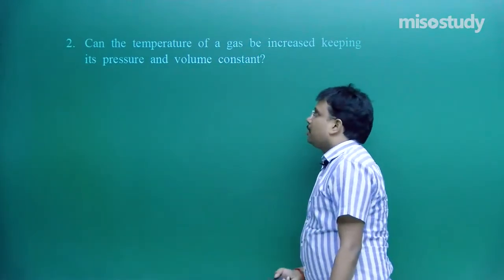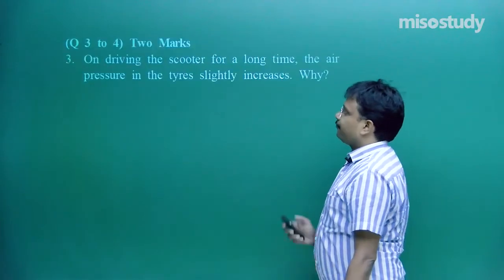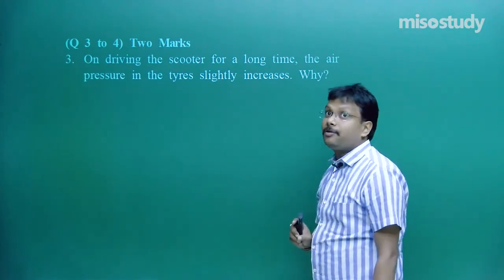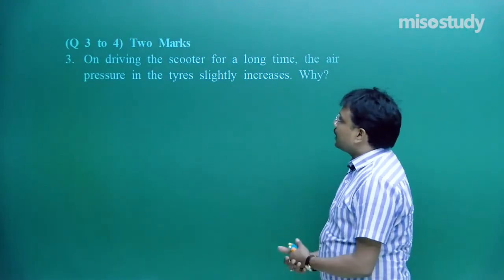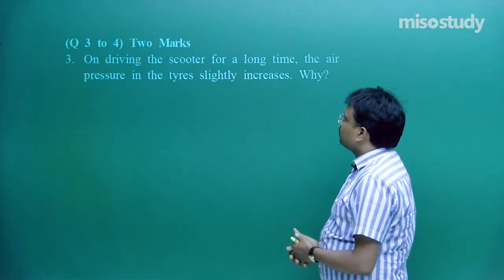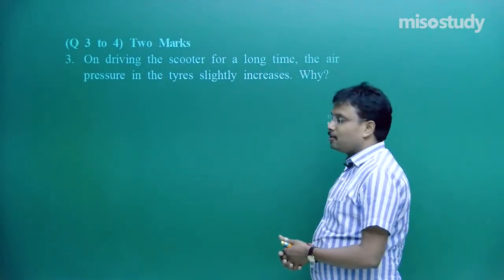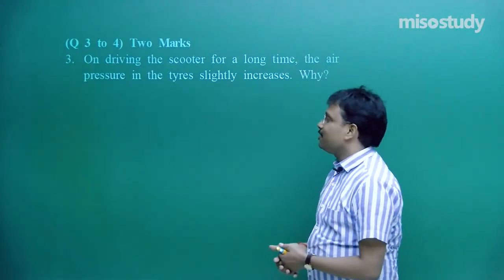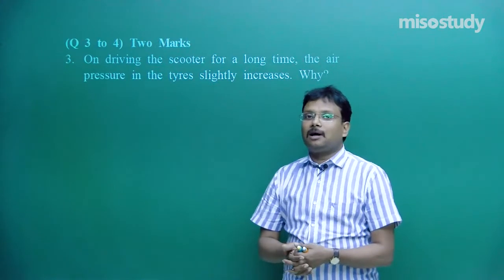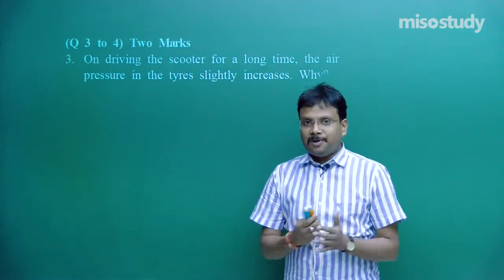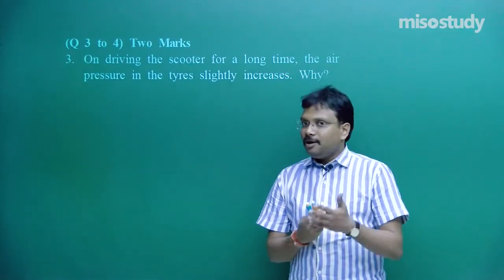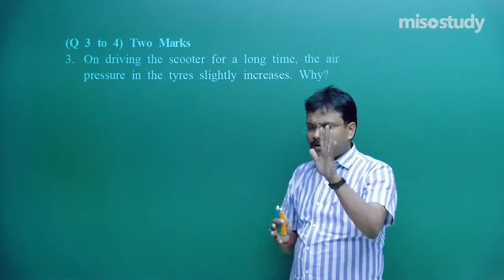Then students, it is question number 3. Questions number 3 and 4 are for 2 marks. Please be careful. Read the instructions carefully. On driving the scooter for a long time, the air pressure in the tire slightly increases. Why? My simple suggestion is, if anyone is driving a car or bike on any expressway, he or she should reduce the air pressure. The reason is simple. I will write it down, but first listen.